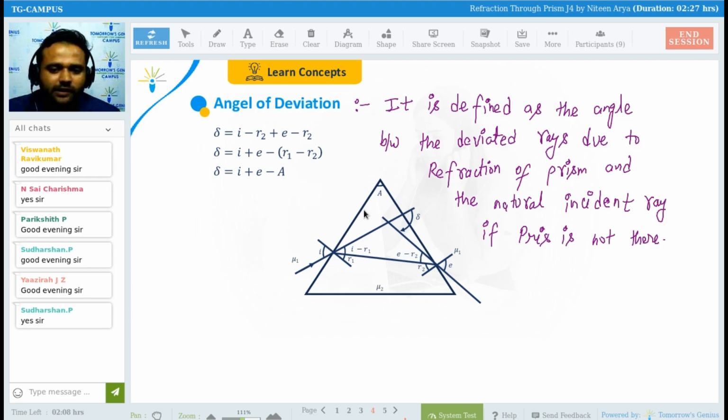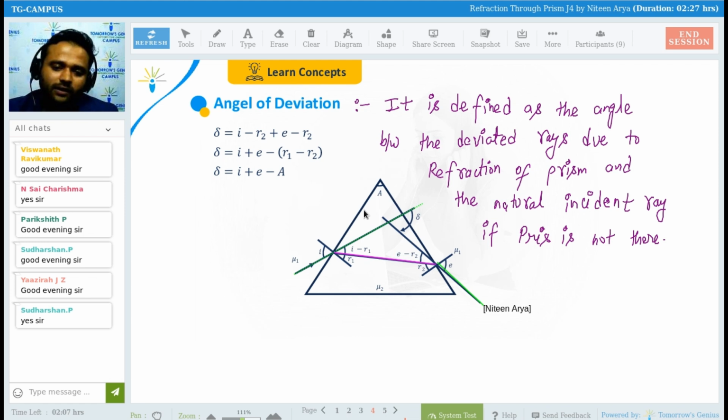If the prism is absent, or you can say if the prism is not present in this scenario, this ray is going to go in this way directly. Clear? But due to this prism, the first refraction is going to be at the first refracting surface. Here it is going to go in this way, and then the second refraction is going to be in this way from surface 2. From surface 1 and surface 2, we can see twice refraction.